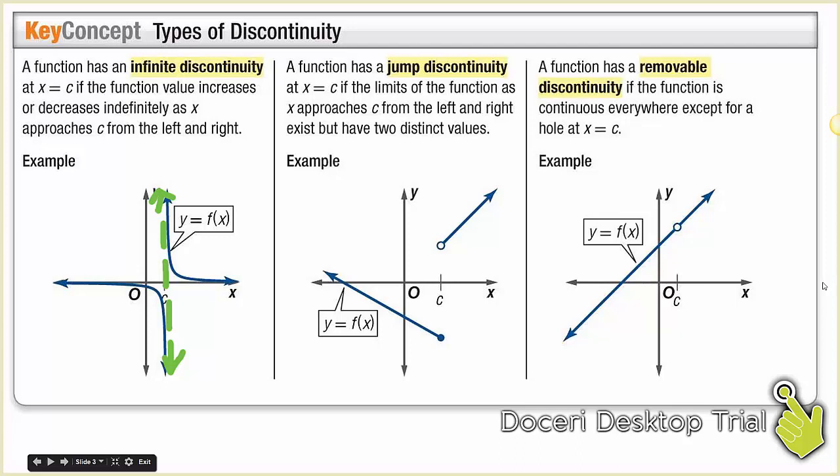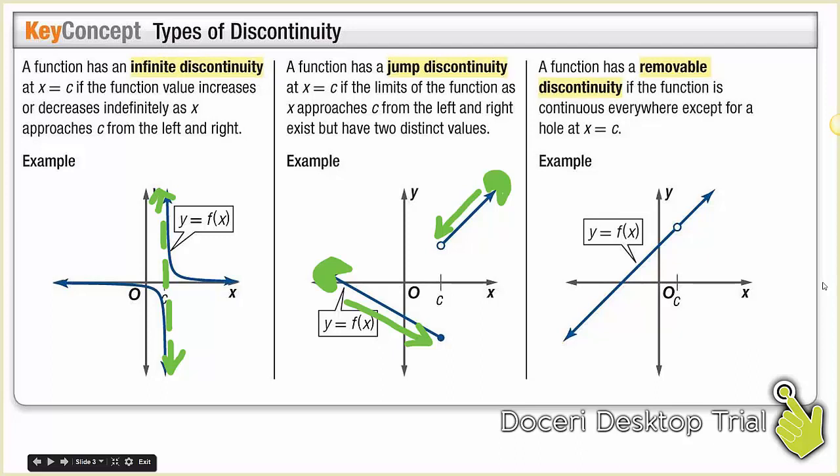The second picture would be jump discontinuity. This is actually an example of a piecewise function. If I have Pac-Man on the left-hand side, eating up this function, he's getting closer and closer to whatever this value is. Then if I have Pac-Man on the right-hand side, he's getting closer and closer to whatever this value is, and those are two different values. So that would be a jump in the graph, okay? And it's a piecewise function.